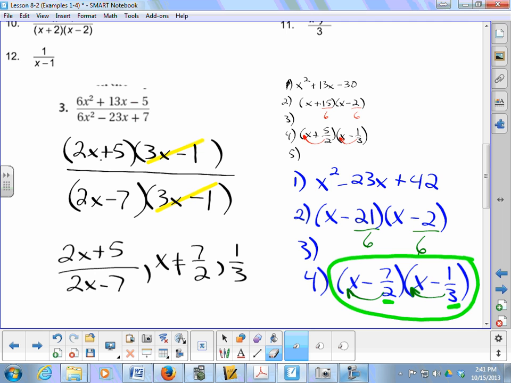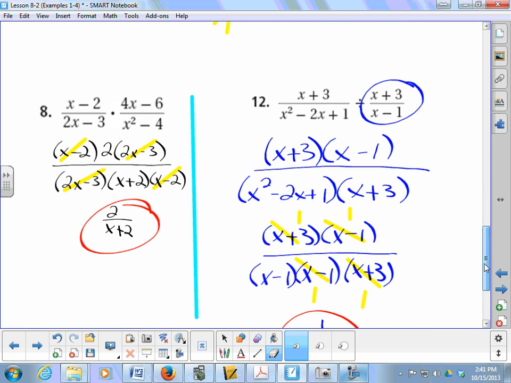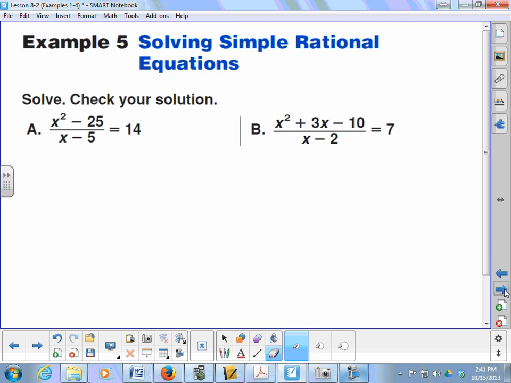All right, so there's a little bit of all that, and we have one last thing to look at that was new today. Oops, there it is right there. Example 5. Solving some equations that involve rational expressions.